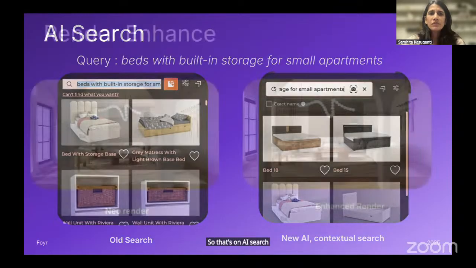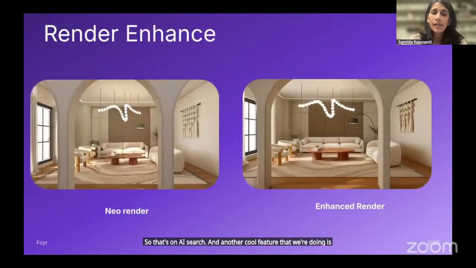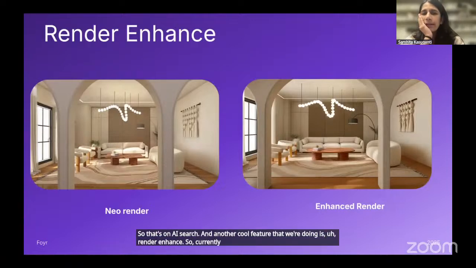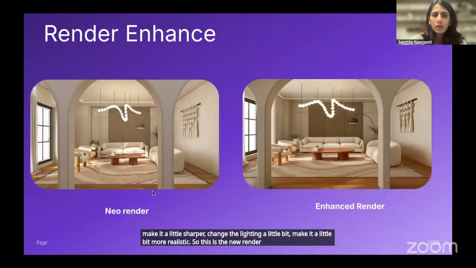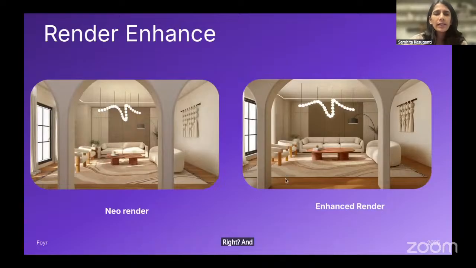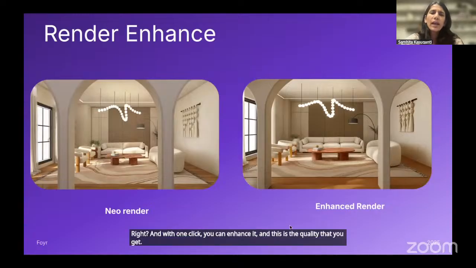And another cool feature that we're doing is render enhance. So currently Neo renders are great, but sometimes you want to make it a little sharper, change the lighting a little bit, make it a little bit more realistic. So this is the Neo render that I just took, right? And with one click you can enhance it, and this is the quality that you get.